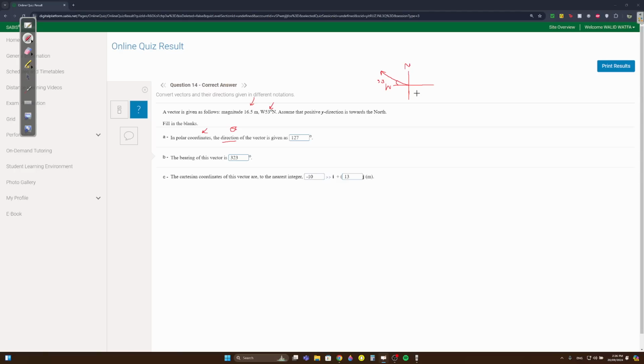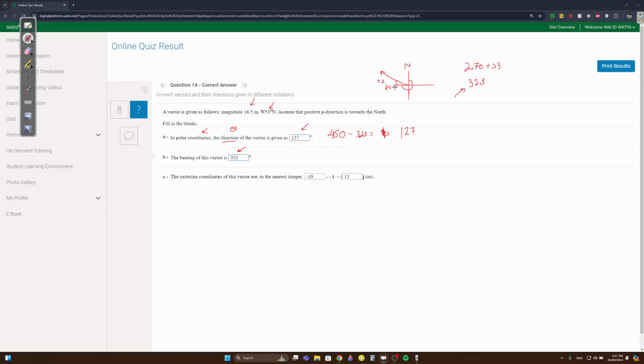How much is this as a bearing? This is 90, 180, 270, and then plus 53. So 270 plus 53 is 323. This is the bearing. We want the direction in polar terms. How do we find that? To convert from bearing, 450 minus 323, you're going to get 127. Yes, 127. And for part B, they asked what is the bearing? Yeah, you can do that. Just 323.